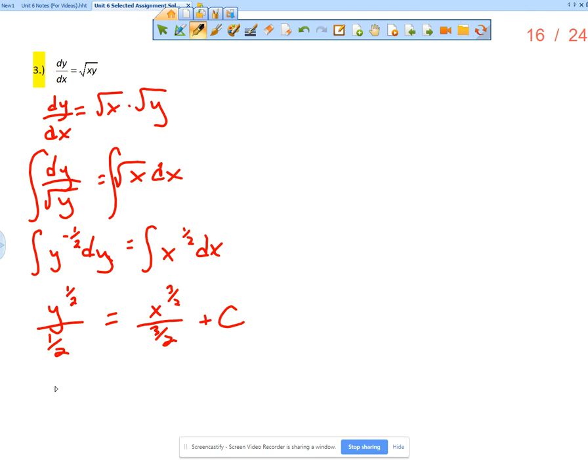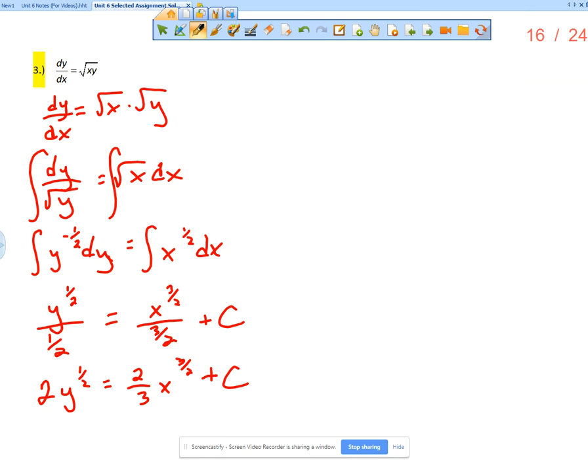So the only variation that you might see is, instead of dividing by 1/2, I might have 2y to the 1/2 equals 2/3 x to the 3/2 plus c. So now we're not given information to find the value of c, so this is our equation.